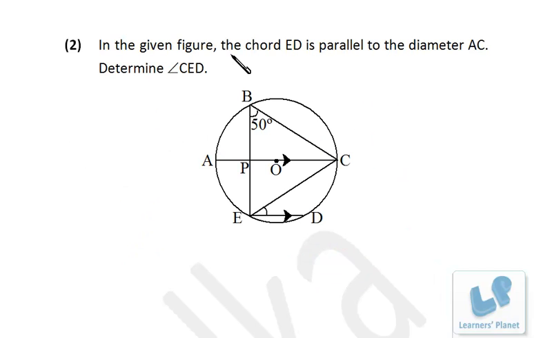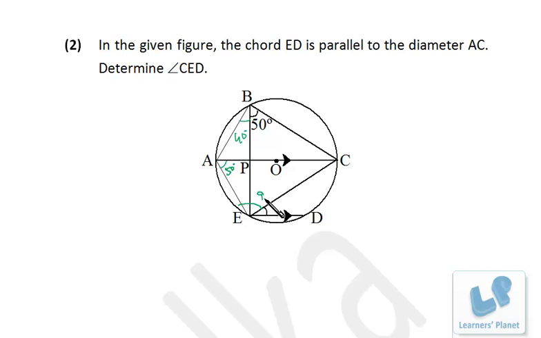Now in the given figure, the chord ED is parallel to diameter EC. We have to find out angle CED. CED, that means this angle. Now I have drawn these two lines over here, this and this. Now this is the diameter, so this is an angle in a semicircle, so this is 50, that means this is 40, right? Now this is the segment EC, and in this segment this is angle 50 degrees, that means this will also be angle 50 degrees, right? Further, this complete angle will be 90 degrees.